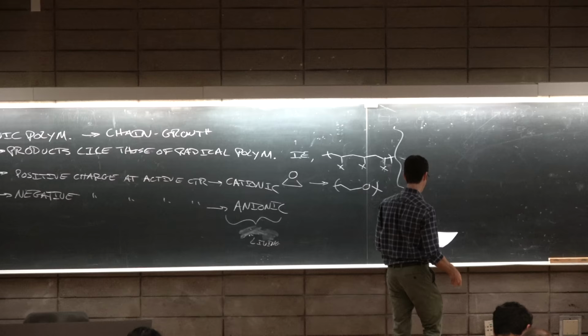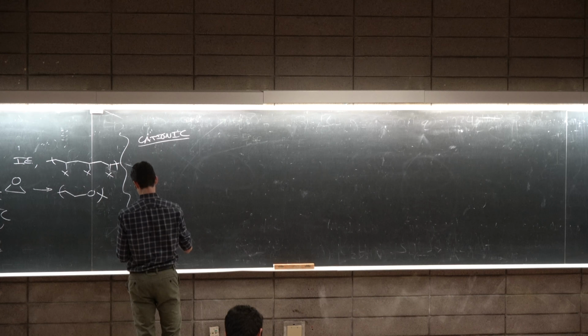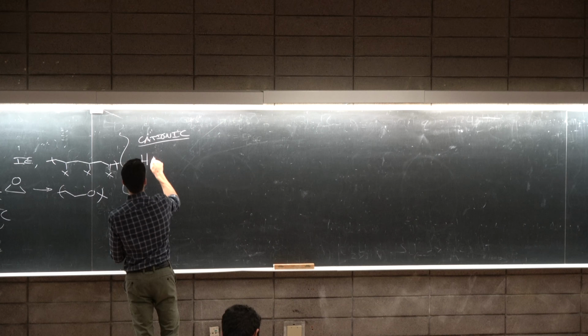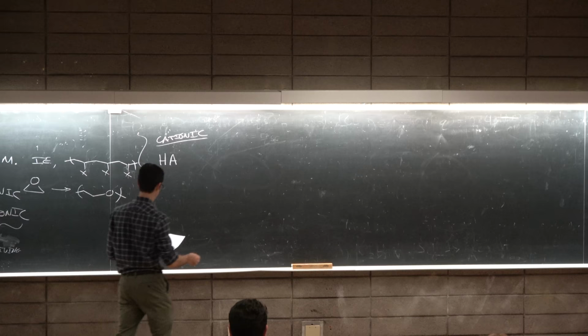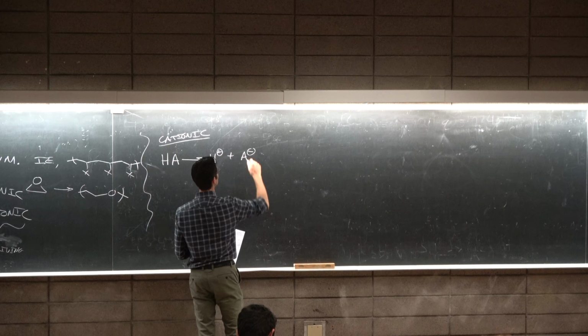So let's start with cationic. And we will start with alkenes, and then we'll briefly mention ring opening mechanisms. We need first a strong acid, HA. Ha! Which dissociates to H plus plus A minus. And our requirement for A minus is that it's a non-reactive conjugate base.